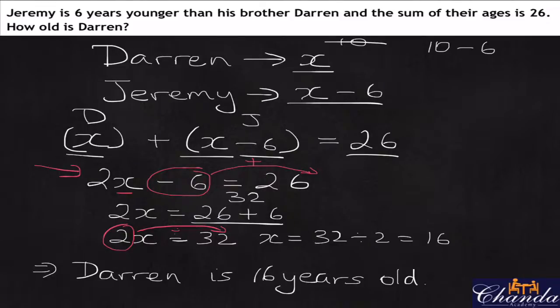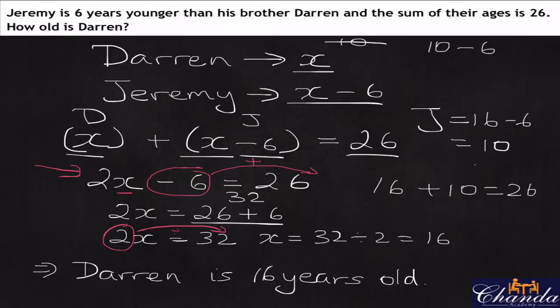So let's go back to the question. It says, Jeremy is 6 years younger than his brother Darren. So if Jeremy is 6 years younger and Darren is 16, so Jeremy would be 16 minus 6, which is 10. And the sum of their ages is 26. So 16 plus 10 does in fact equal 26. So we have the right answer. Alrighty, so now let's move on to the next question.